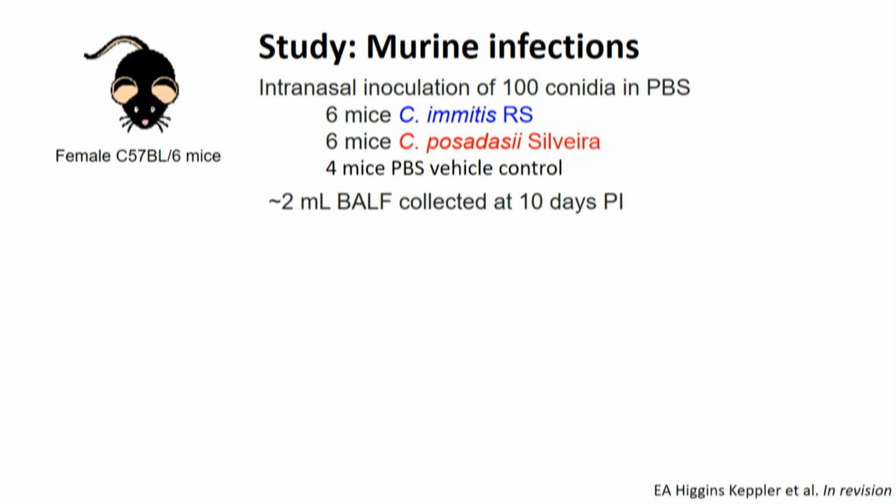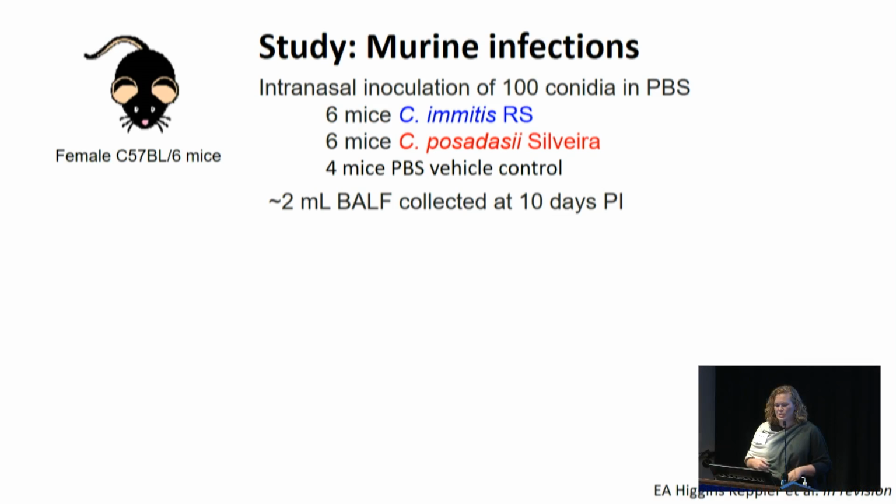And then the last study I want to tell you about is our mouse infection study. Again, with the help of Bridget Barker's group, and Marley Van Dyke and Heather Mead helped with this study, they infected 6 mice with Immitis RS and 6 mice with Posadasii strain Silveira. And we had 4 control mice that were only intranasally inoculated with phosphate buffered saline.